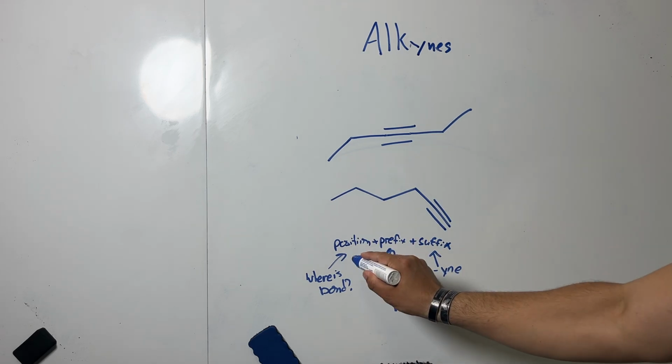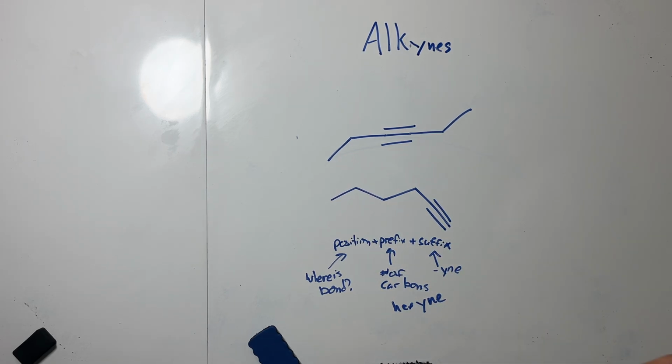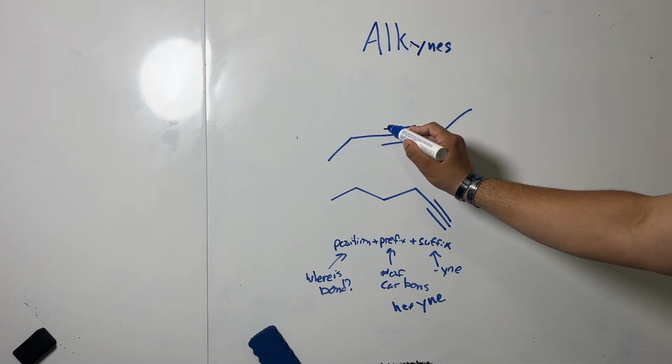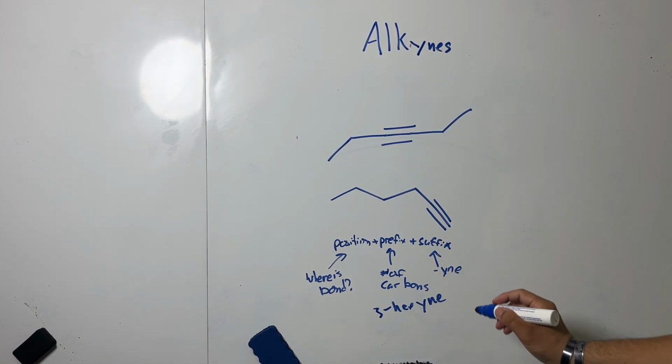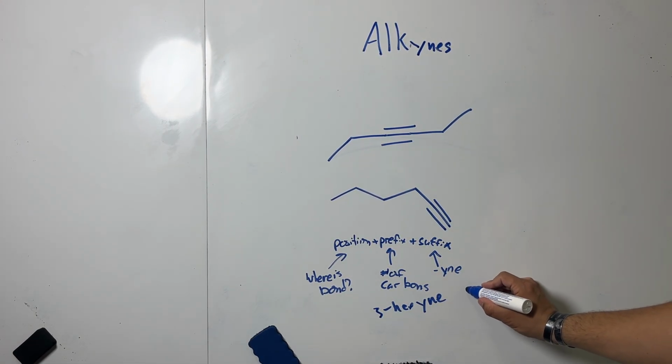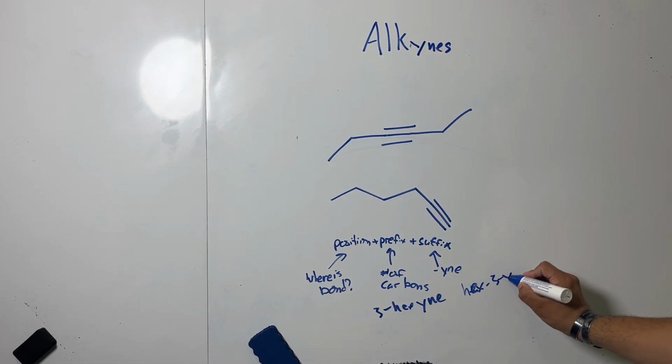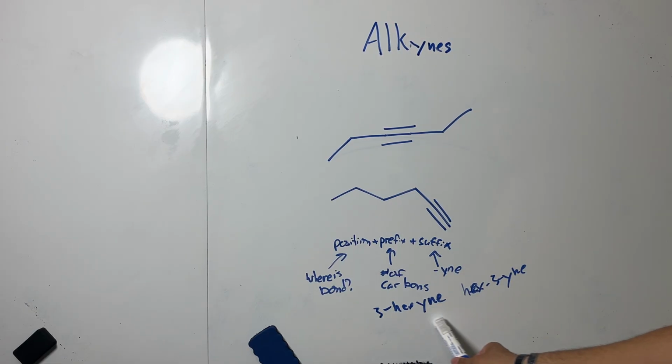And we need to say where is the bond. So this first one, we would say 1, 2, 3. So this would be 3-hexyne, or some newer professors or books have it hex-3-yne, because I think that's technically the newer convention. This is the one that I see people still most commonly using, but do whatever your professor says to use, because you want to make sure you're getting the most points you can.